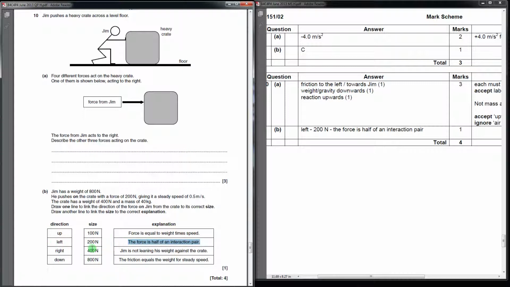Several people tried to draw several lines here. These are confusing questions sometimes, but it does say draw one line to link the direction to the force and another line to link the size to the correct explanation. So you should only be drawing 2 lines in total. And it's left 200 newtons, force is half of an interaction pair.